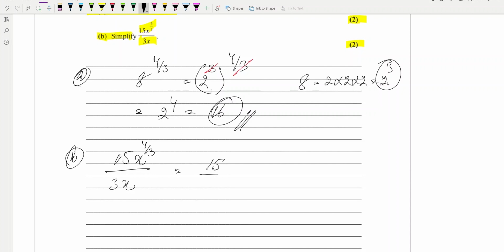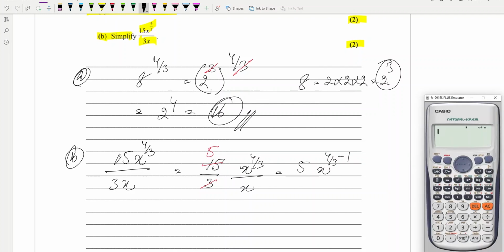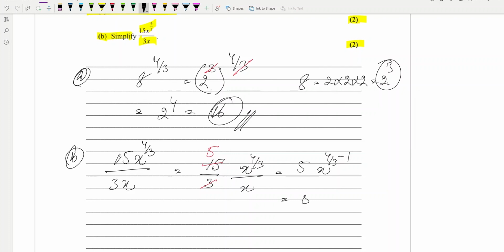So we can write it as 15 over 3 and x raised to the power 4 by 3 over x. So now we can cancel 3 with this one, you will get 5 here, and this will be equal to 5, and x raised to 4 by 3, and this one we can shift to the numerator, so it will be minus 1, and 4 by 3 minus 1 will be equal to 4 by 3 minus 3 by 3, which is 1 by 3. So this will be equal to 5x raised to the power 1 by 3. This will be our final answer for this part.